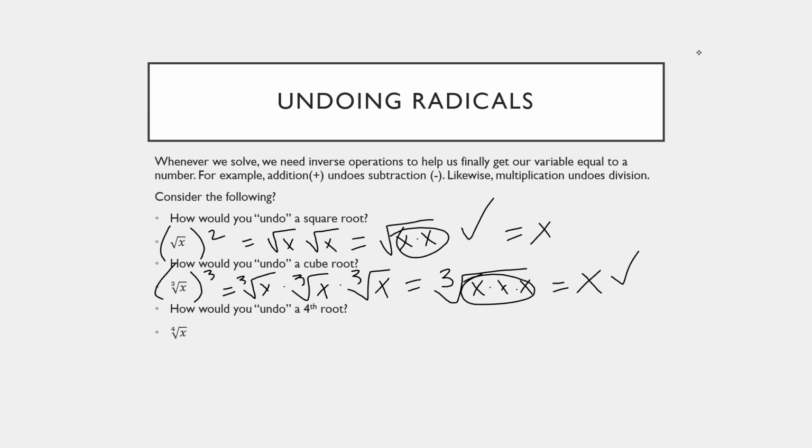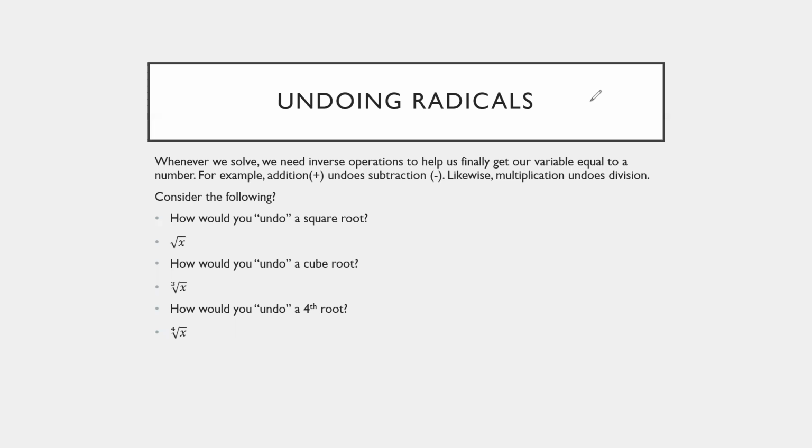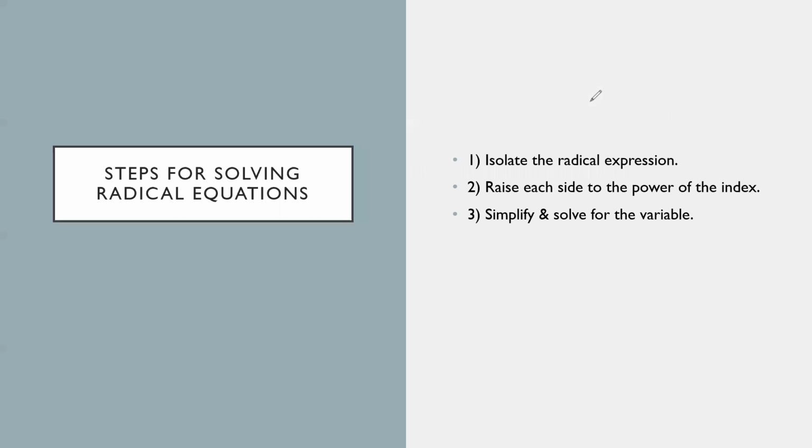Hopefully you were noticing that to undo a square root, we squared it. To undo a cube root, we cubed it. So to undo a fourth root, we would raise it to the fourth power. And by the same idea, we would end up getting just x. We are 100% going to use this idea as we work through solving radicals.